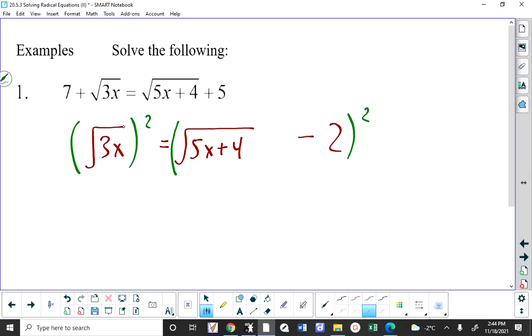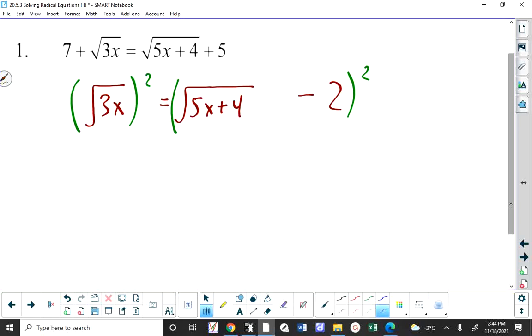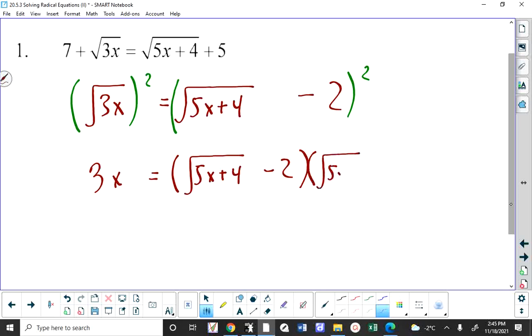The left-hand side, when I square it, simply becomes 3x. The right-hand side, when I square it, since it's a binomial, I have to FOIL it out. So I'm actually going to write this down. The right-hand side will be root 5x plus 4 minus 2 multiplied by root 5x plus 4 minus 2. I have to FOIL that out. I think many of you are capable of, even with something as weird looking as that, FOILing it out without writing it as two binomials multiplied. And if you can, that's fine. I don't think you have to.